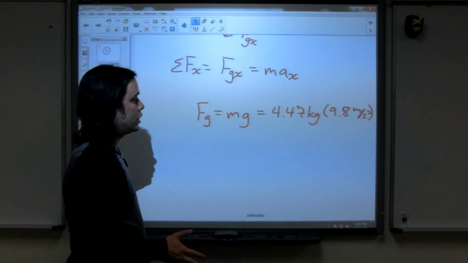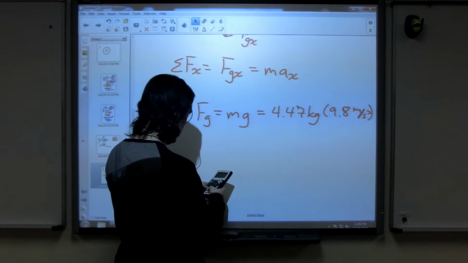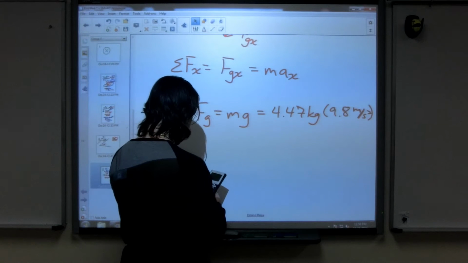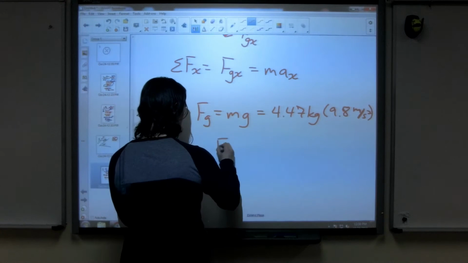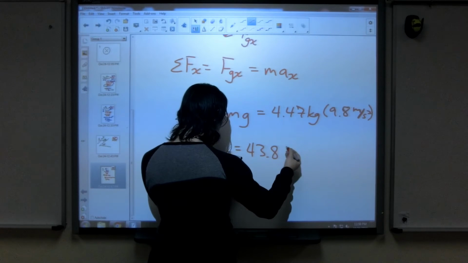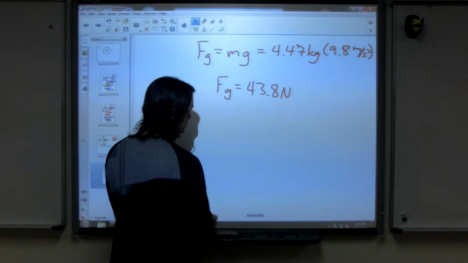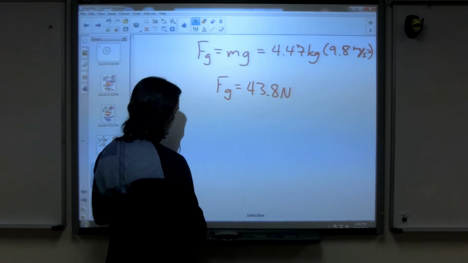Okay, so force of gravity, let's solve for this guy. 4.47 times 9.8, not my regular 9.81. We find that the force of gravity is 43.806 newtons. All right, so here's our force of gravity.